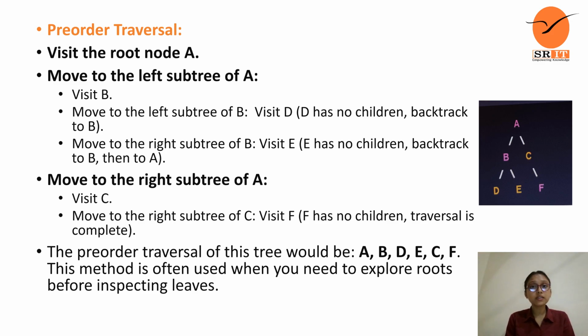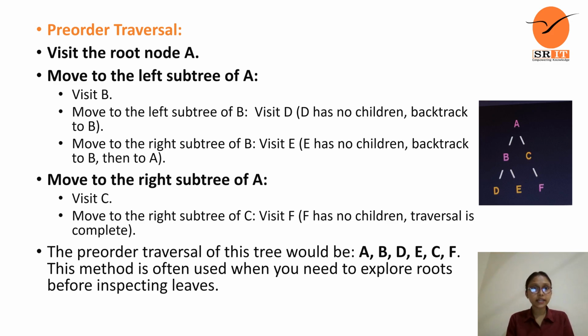Now we move to the right subtree of A, that is, we visit C. Now we move to the right subtree of C, that is, we visit F, and as we see, F has no children, so the traversal is complete. The pre-order traversal of this tree would be A, B, D, E, C and F. This method is often used when you need to explore roots before inspecting the leaves. So this technique, pre-order traversal, is nothing but root, then left, then right.